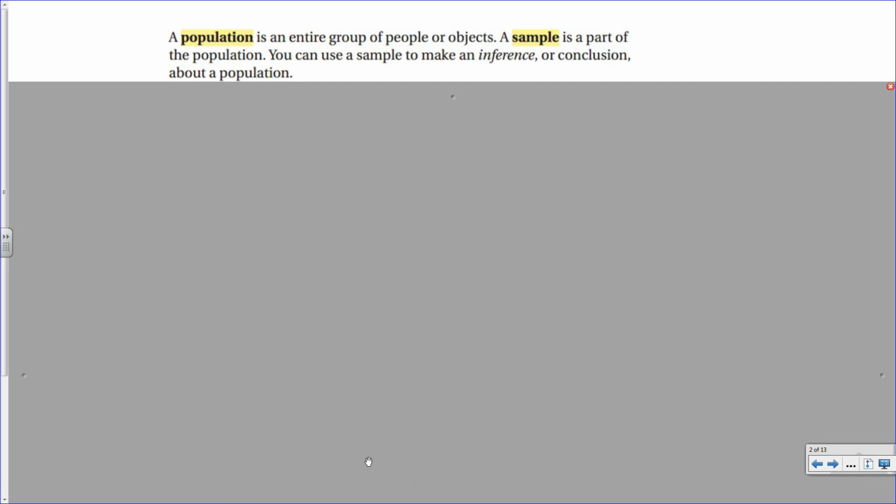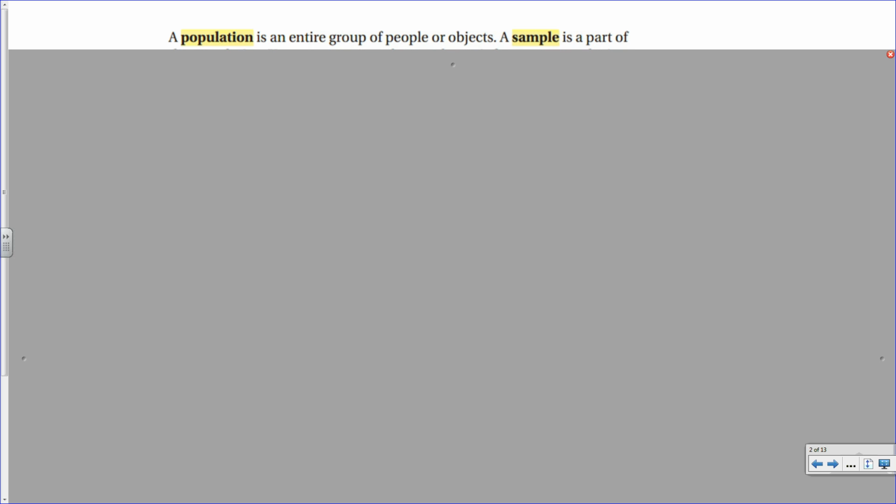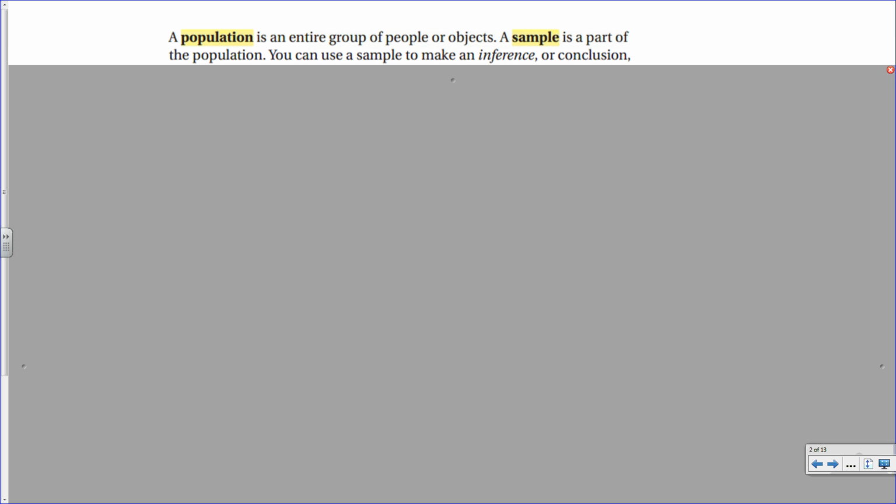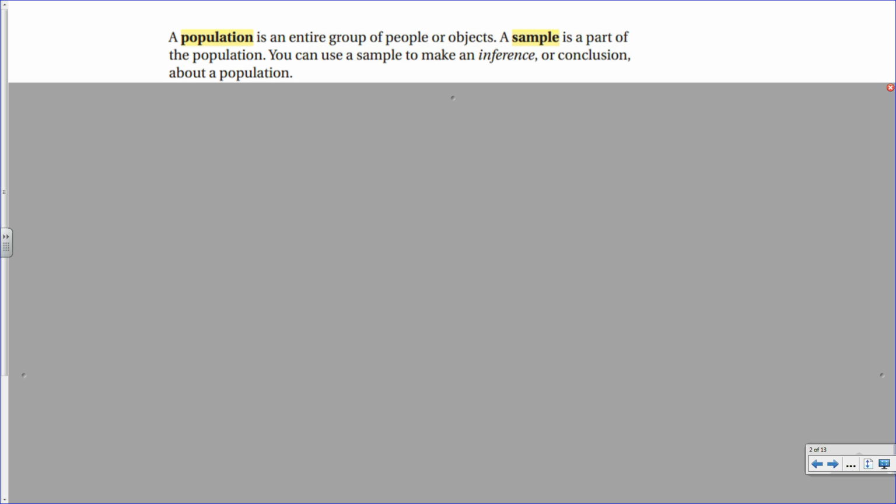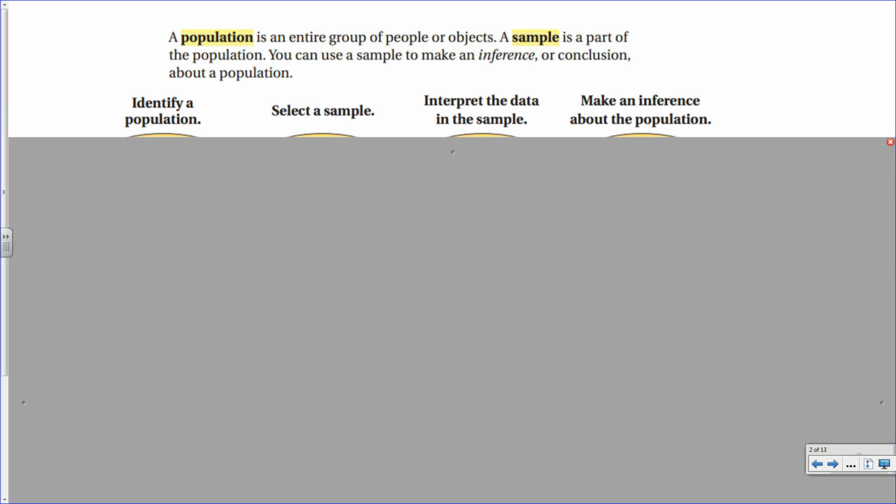These are your notes for section 10.6, and we're going to talk about the difference between a population and a sample. A population is an entire group of people or objects, and a sample is just a part of the population. You can use a sample to make an inference or conclusion about a population. That means you can use a sample to make predictions about what the entire population would do.